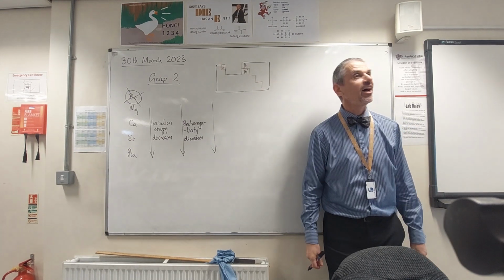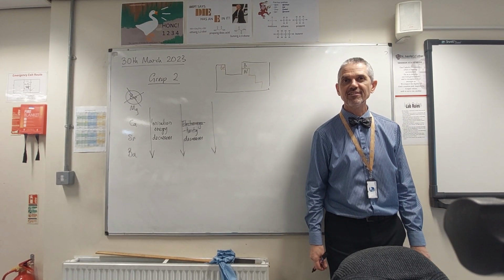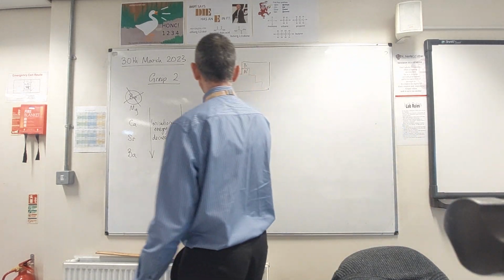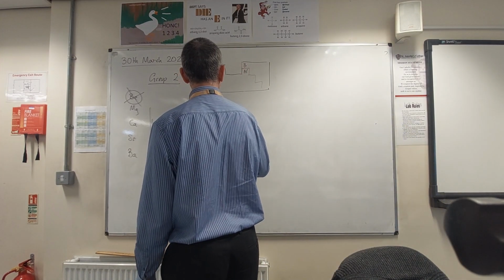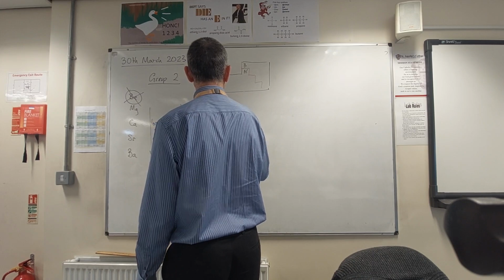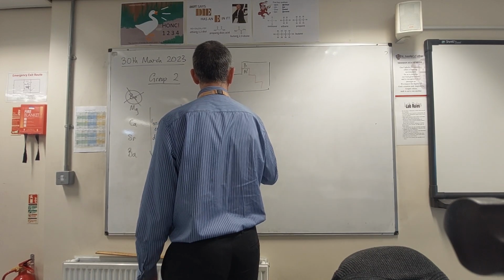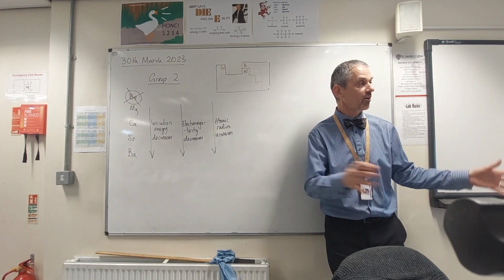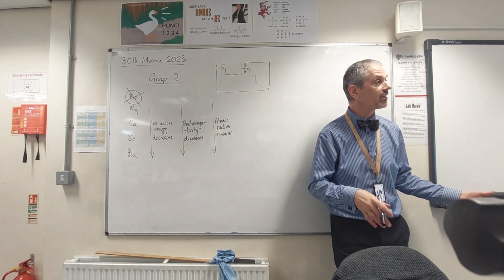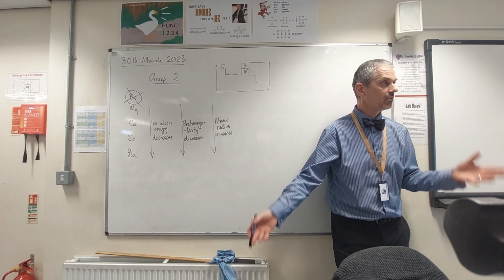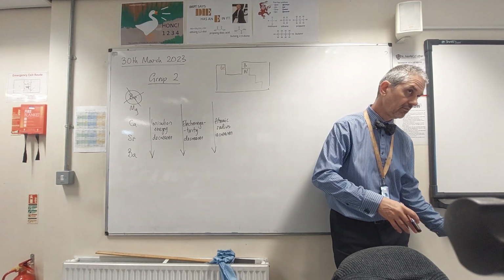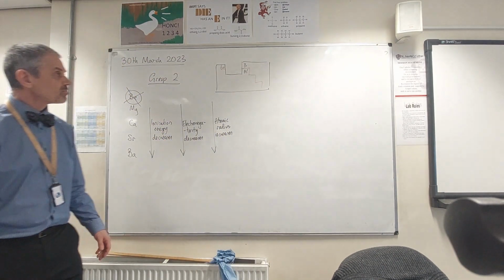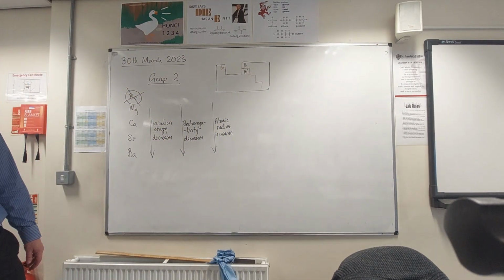And one more trend. Atomic radius. What happens to the atomic radius as we go down? Increases, because more shells, which means more shielding. More shells rather than subshells. More shells, more shielding, so there's a weaker force of attraction between the outer electrons and the nucleus. Super. Okay, that's good.